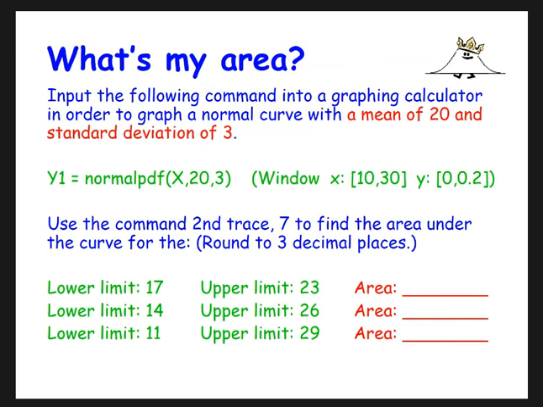So let's look at what's my area here. Input the following command into a graphing calculator in order to graph a normal curve with a mean of 20 and a standard deviation of 3. So you do y equals normal PDF, x, 20, and then 3. We're going to set our window from 10 to 30. So I'm going to end my slideshow here so I can pull up my graphing calculator.